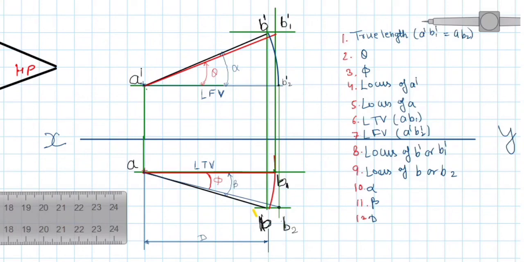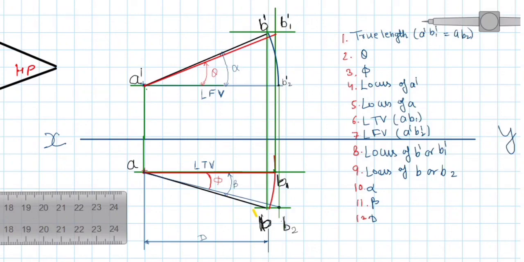Okay, now if we look at this locus, the locus of B1 dash and B dash, they are same. Now, this line or this projector will not cut the line here. Okay, why? Because what we are doing, we are rotating the line. This is an important point. We are just rotating the line.